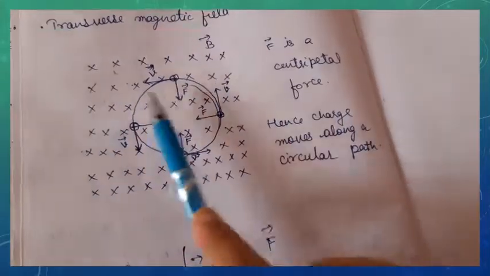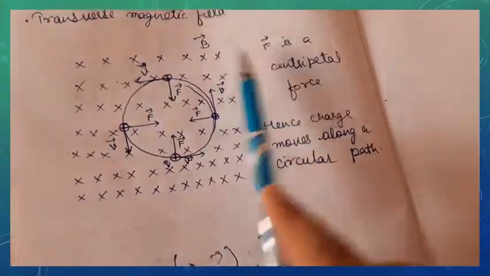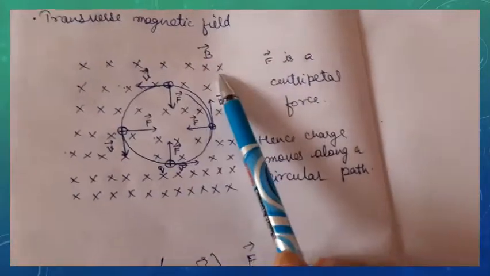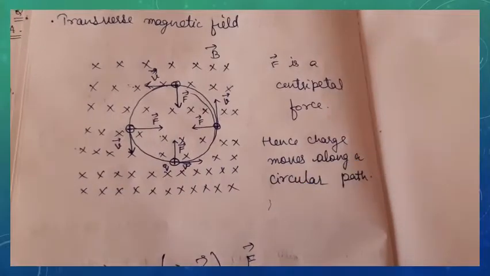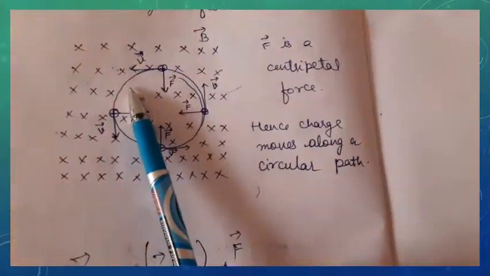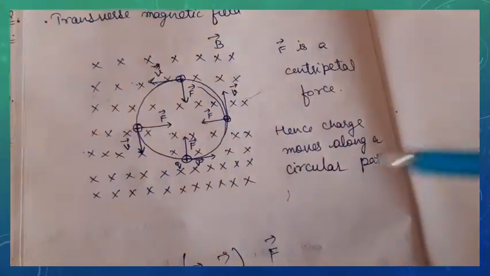Here we are observing that the magnetic field is being represented by a cross. Now you all are aware that a cross means the magnetic field is directed inward, perpendicular to the plane and going into the plane. This has been explained earlier also. So the magnetic field is perpendicular to the plane and inward.